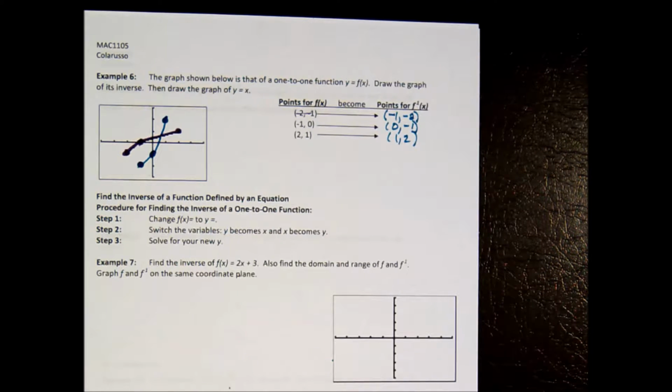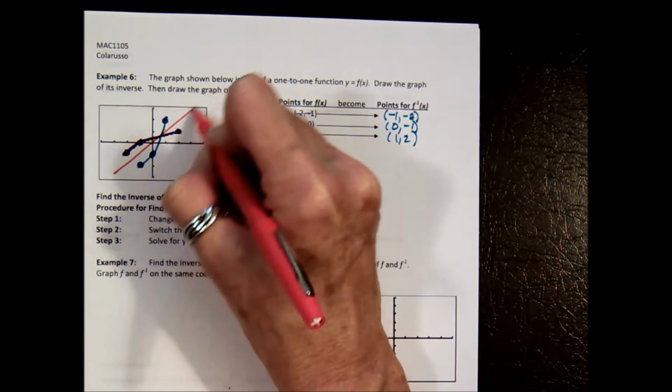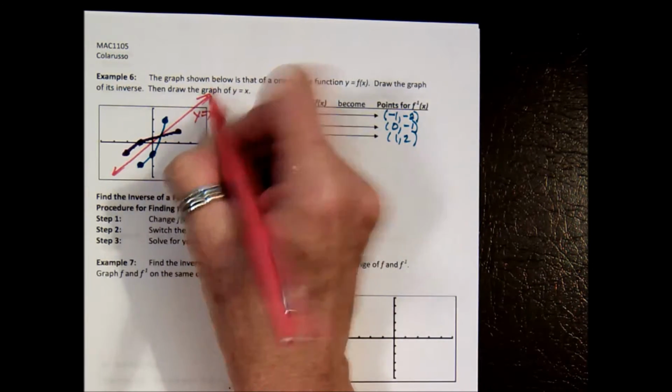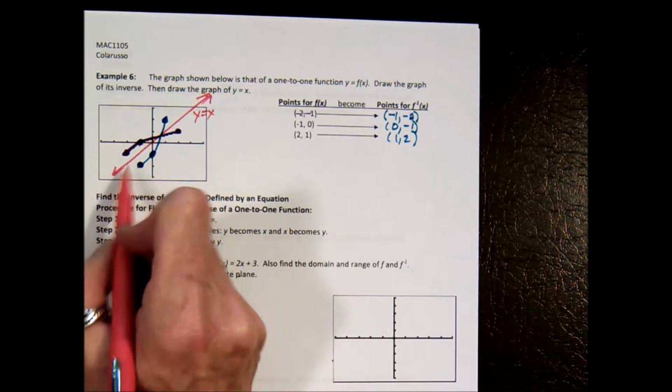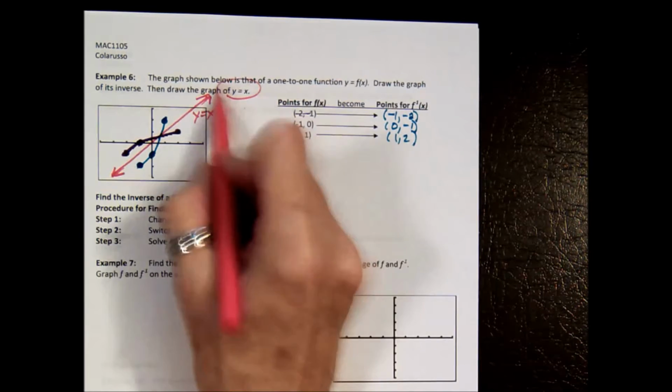And you can see that those are actually reflections of each other across the line. This is the line y equals x going through the origin. So it's like it's just flipped over that line. That's what inverse functions are. They're reflections of each other across the line y equals x.